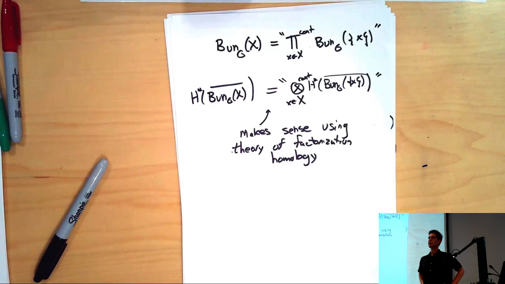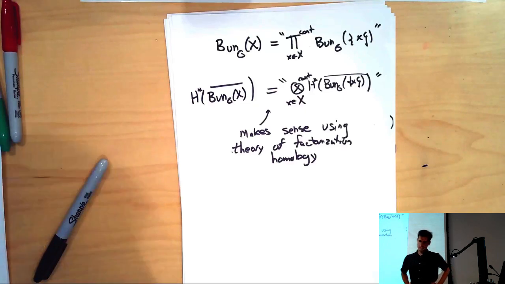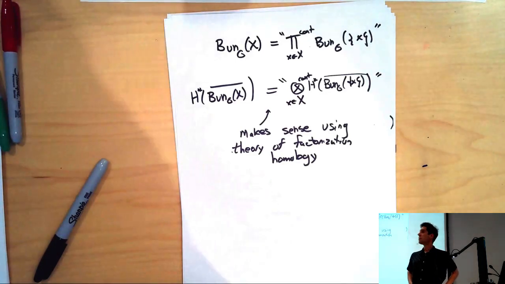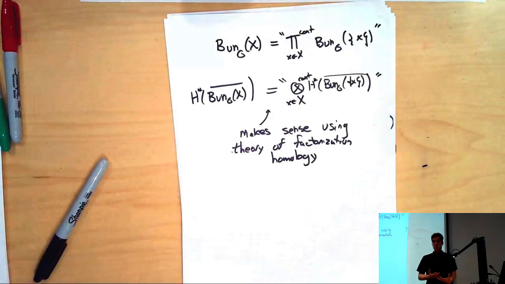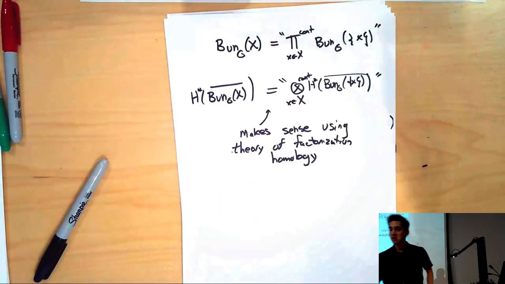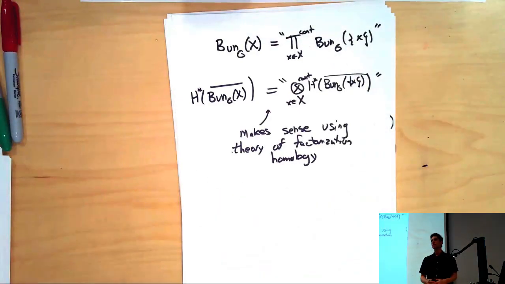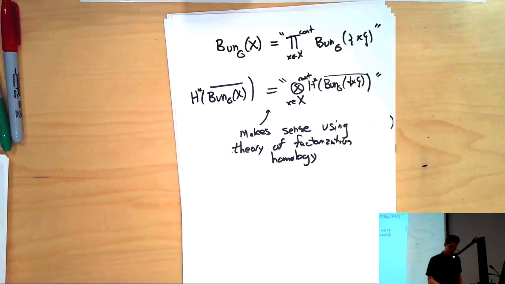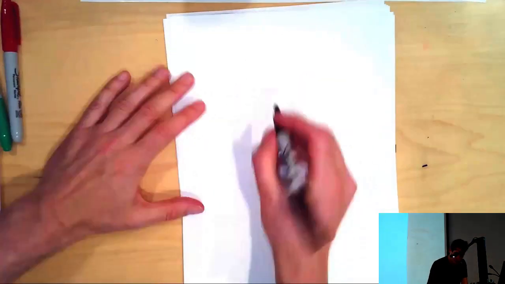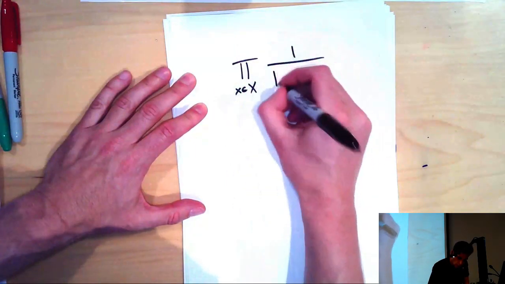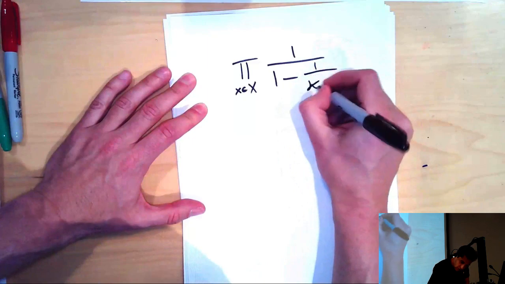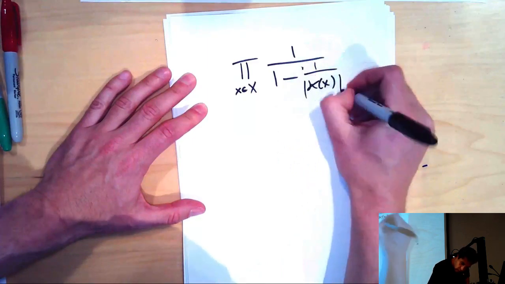In the infinite product over all the little x's of the mass of the bun G of little x, are most of those numbers the same? No, but they're similar looking. The sizes of the finite fields that appear are different. So you wouldn't expect them to be the same. I think an example of one of the products that will come up is something like a product over all x in X of 1 over 1 minus 1 over the size of this squared.